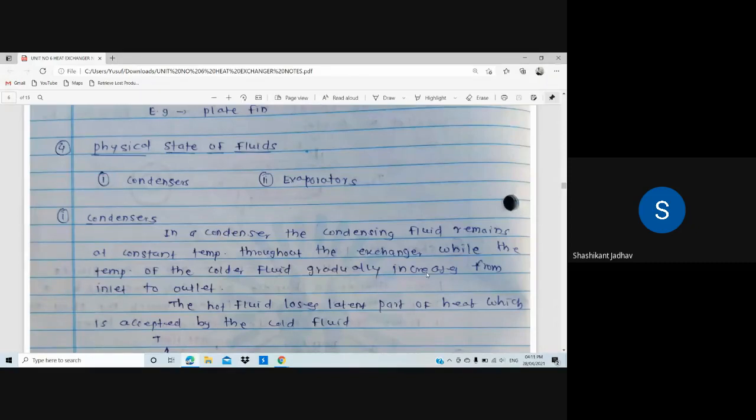The hot fluid loses the latent part of heat, which is accepted by the cold fluid.